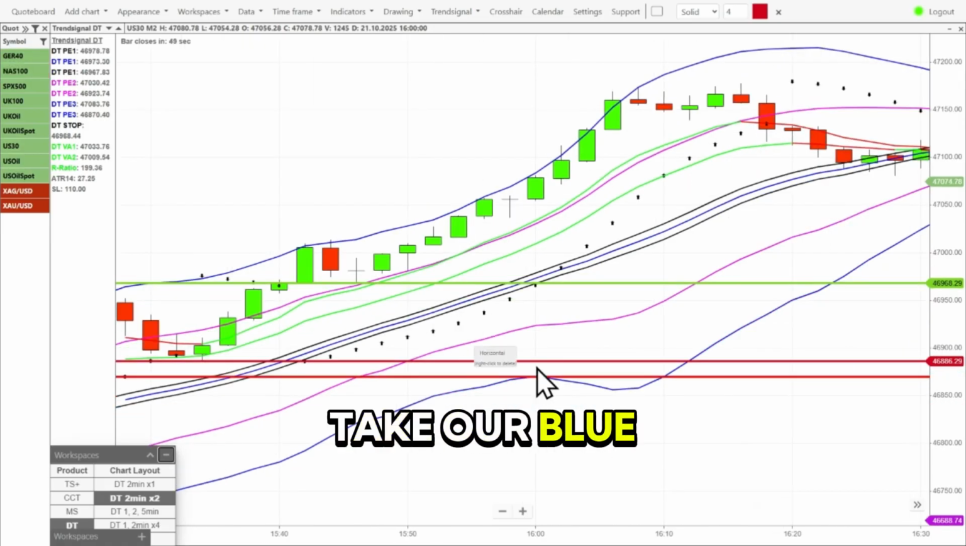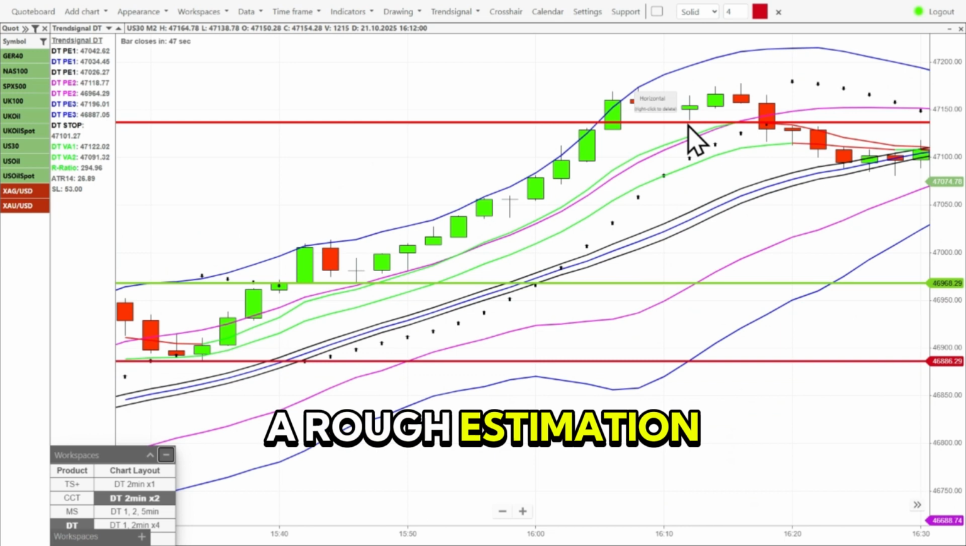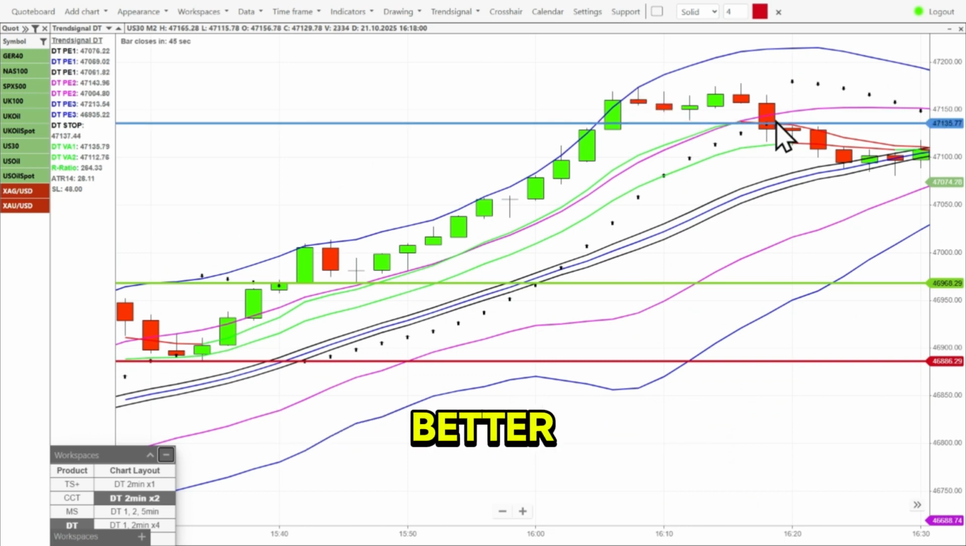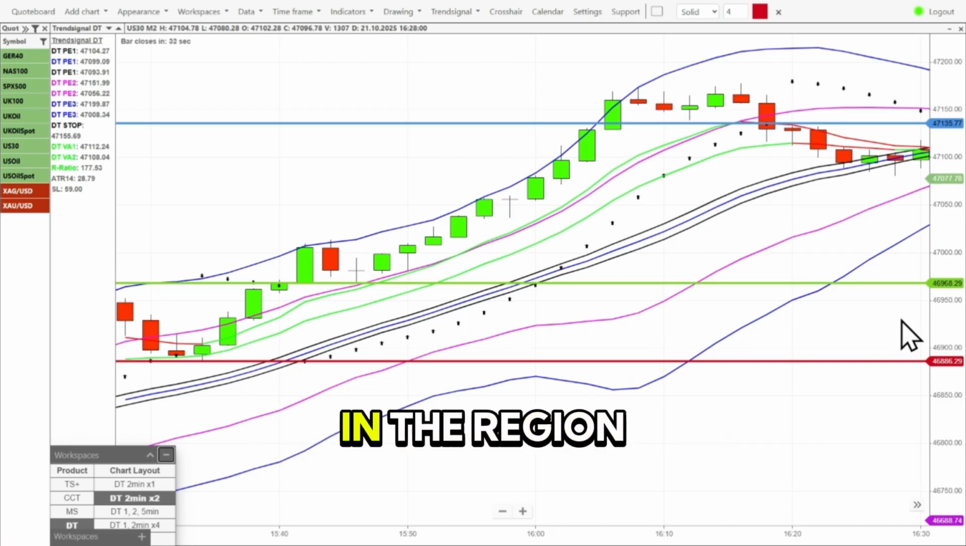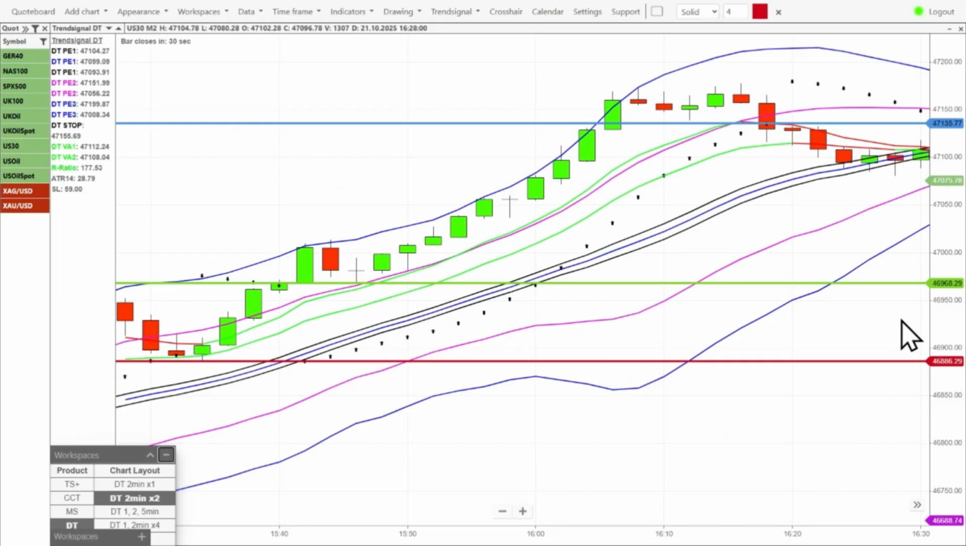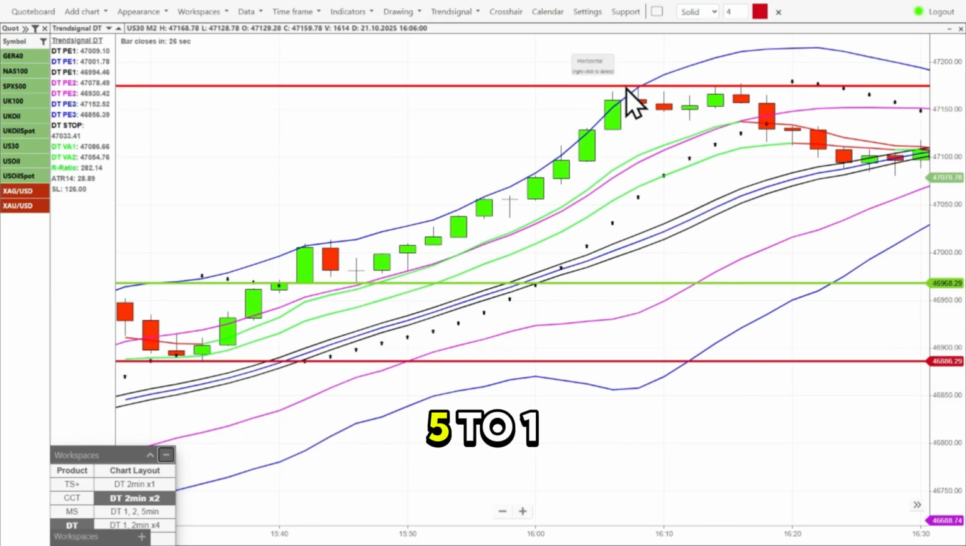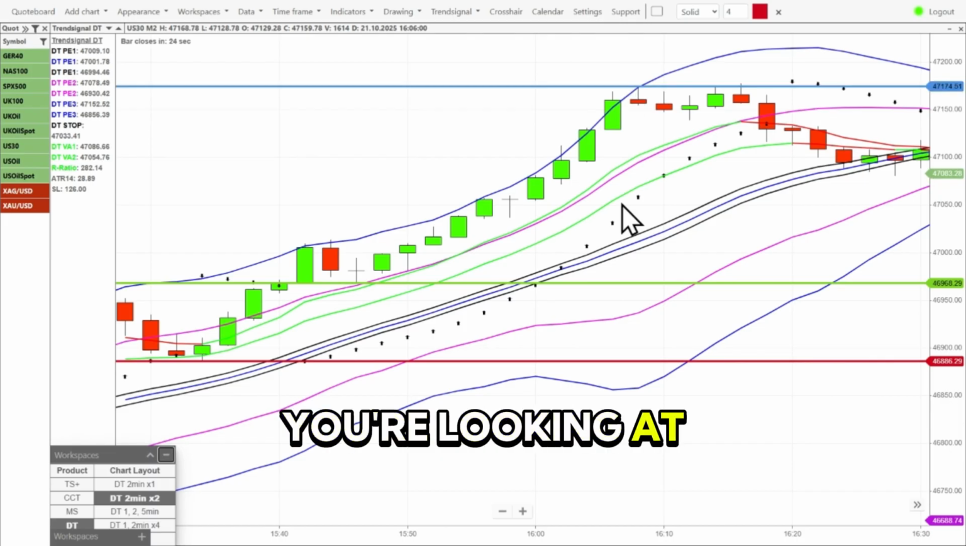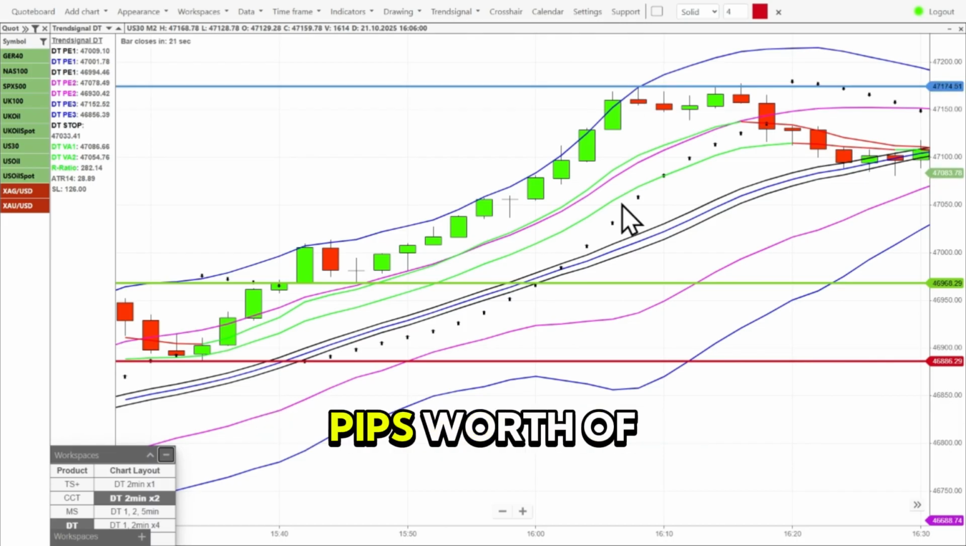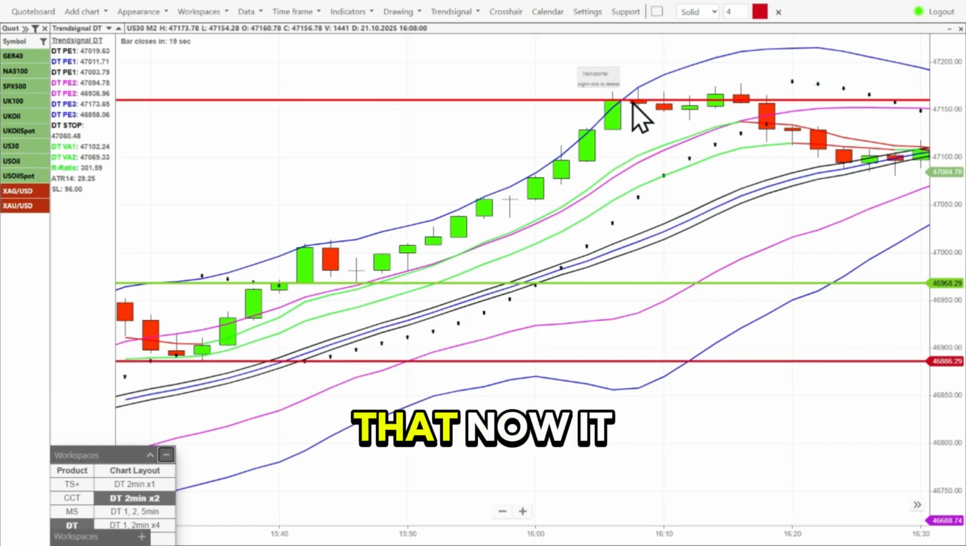So if we take our blue arrows to the stop loss and give you a rough estimation, this one does a little bit better compared to the total move. So you can see we've gone from 46968.29 to 47135.77. Now my mental maths is terrible, so give me a moment, but that's something in the region of 160 pips. If you're looking at the best possible opportunity, we go from 135 to 174. You're looking at an additional 40 pips worth of opportunity on top of that.